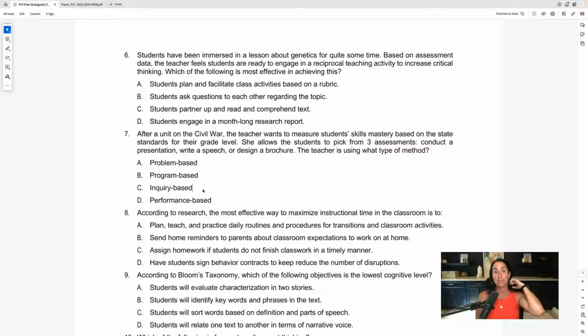It takes a lot of planning, and it's hard to be a teacher in an inquiry-based classroom. You got to really work at it, but it yields amazing results. So problem-based and inquiry-based are related here. And program-based is kind of a nonsense one, although you could argue that a program-based assessment aligns with a particular program. But in this case, they are doing a presentation, writing a speech. They are performing something. So this is a performance-based assessment.